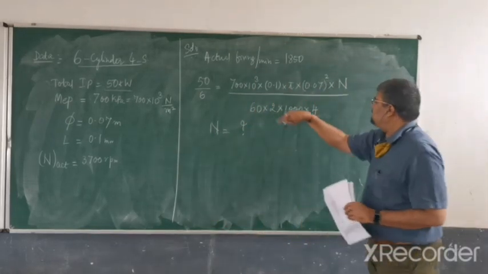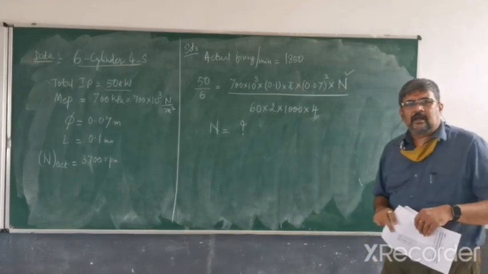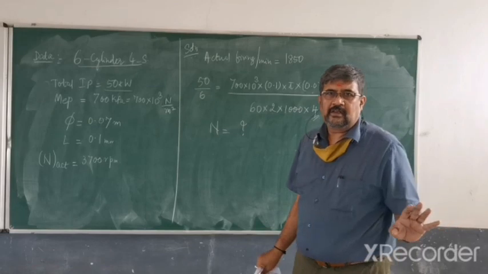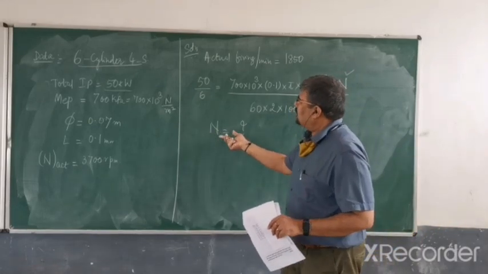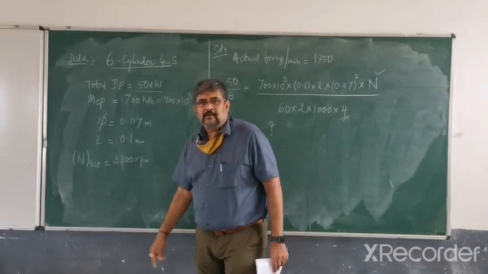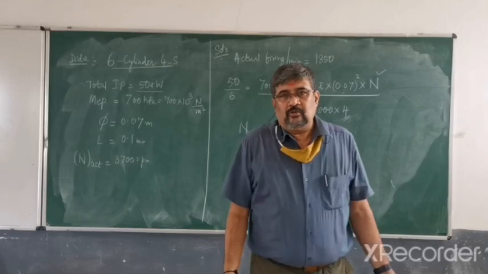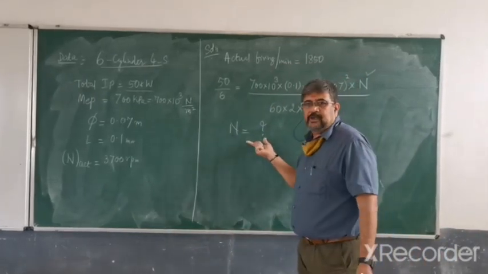Okay, so from this equation, we will find out the value of N. Now, if there are no misfires at all, let's say, then if I find out the value of N, this should be actually equal to 3700 RPM only. But it may not be. We don't know. So what we are going to do is, we will find out this value of N.